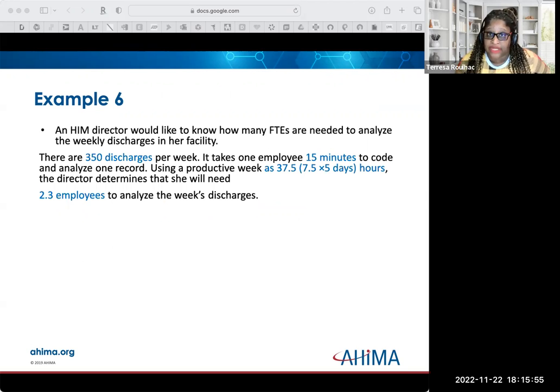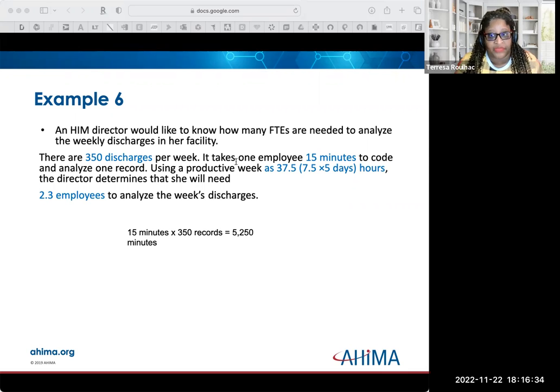Here we have an HIM director who would like to know how many FTEs are needed to analyze the weekly discharges in her facility. There are 350 discharges per week. It takes one employee 15 minutes to code and analyze one record. Now, using a productive week as 37.5, which is 7.5 times 5 days, the director determines that she will need 2.3 employees to analyze the week's discharges.